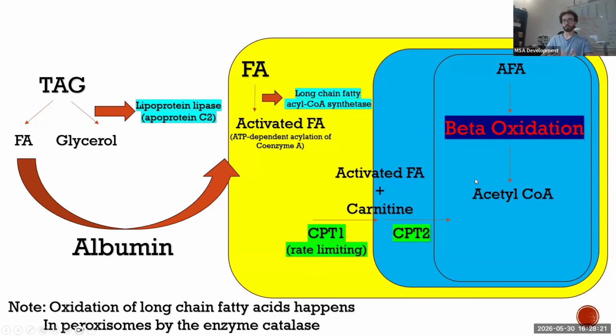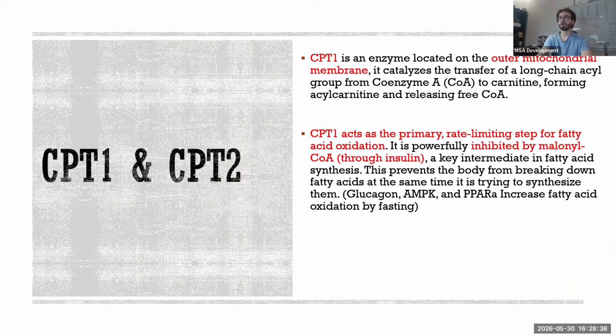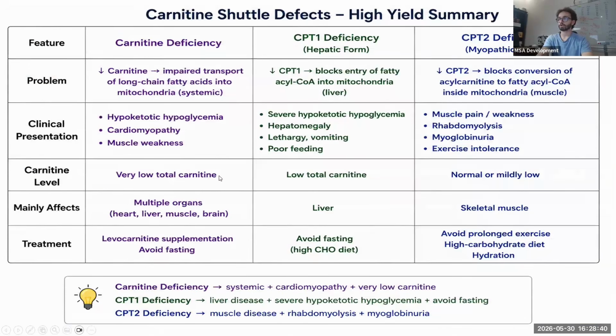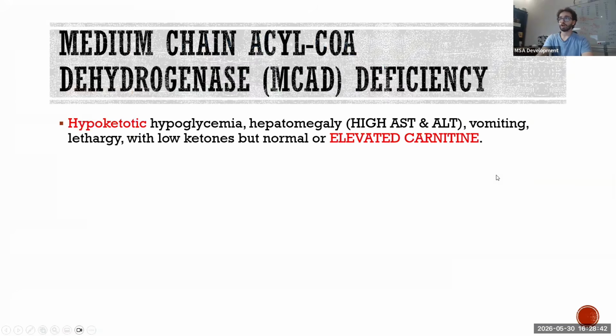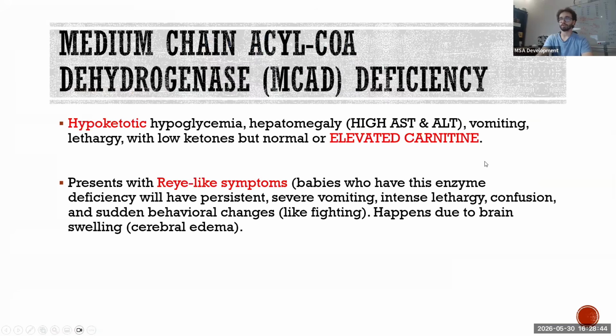The body will notice that all of the fatty acids are successfully making it to the mitochondria, but they're not being oxidized. Why? Because the body thinks it needs to push more carnitine, so carnitine will be high in the blood. It will be markedly elevated. Okay? This is how to differentiate. CPT1, CPT2: low carnitine. MCAD deficiency: elevated carnitine.